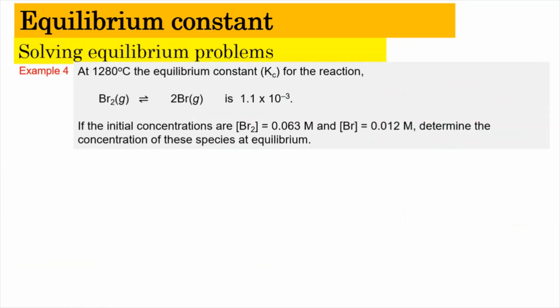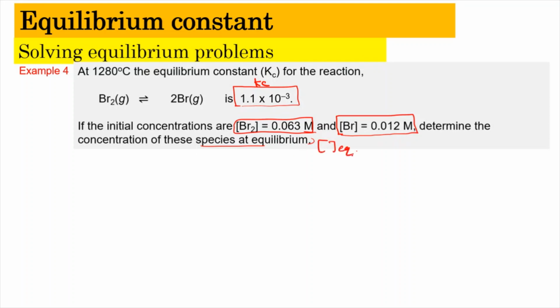All right, so now we're going to look into the last example, which is example number 4. At 1280 degrees Celsius, the equilibrium constant Kc for the reaction is given like this. So we have the bromine gas dissociating to form two bromine atoms, and the Kc is given to be 1.1 times 10 to the power of negative 3. So here is the Kc. If the initial concentration of the bromine gas is 0.063 molar and the bromine atom is 0.012 molar, we need to determine the concentration of these species at equilibrium.